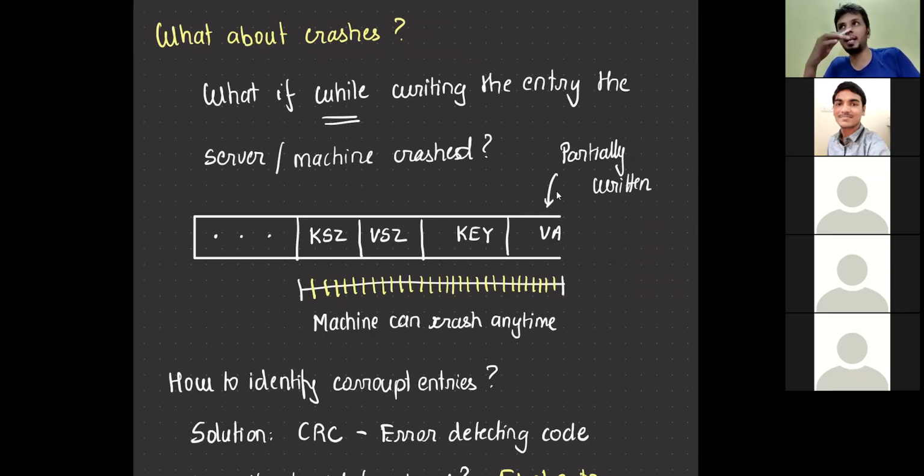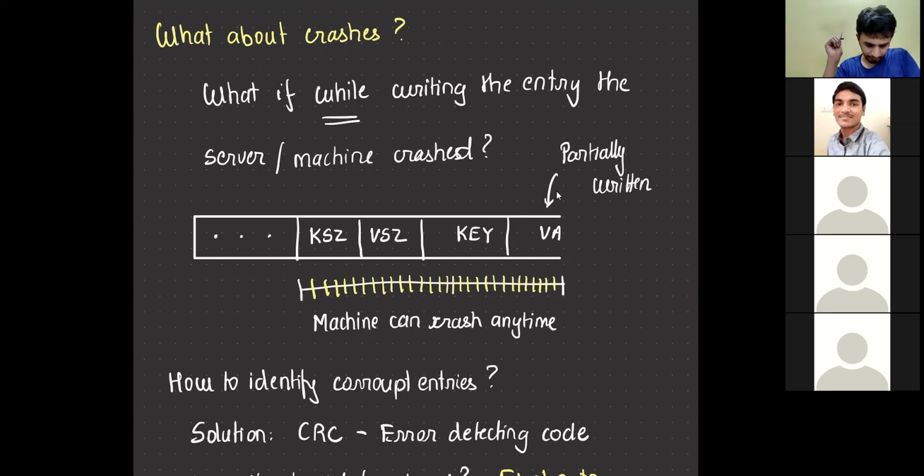Just think about when anything would crash. What if, while creating an entry in the file, although it is append only, our machine crashed? What if our data is partially written and your machine crashed? Your data is written till here, and then your machine crashed. Since a machine can crash anytime, you would have to have a way through which you can find out if you have a partially written entry.